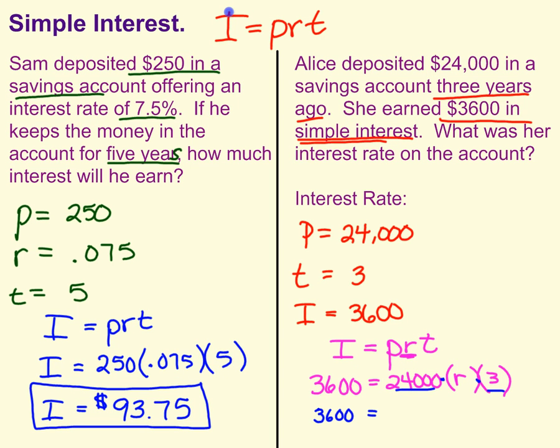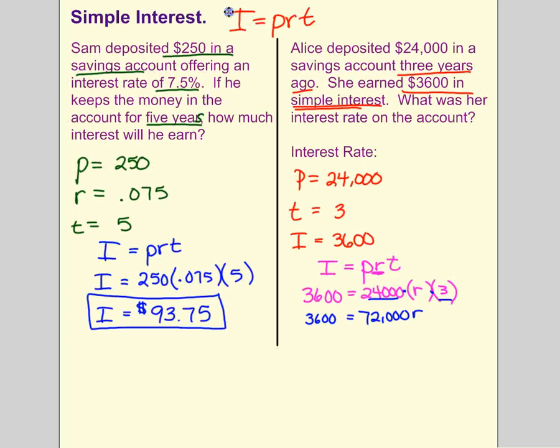3,600 equals 24,000 times 3 is 72,000. And our R stays there. So that looks a little bit better. Now I think we know where to go from here. We just had to know to multiply the 24,000 times the 3. So how do we get R alone? It's being multiplied by 72,000, so let's divide both sides by 72,000. How does that sound?